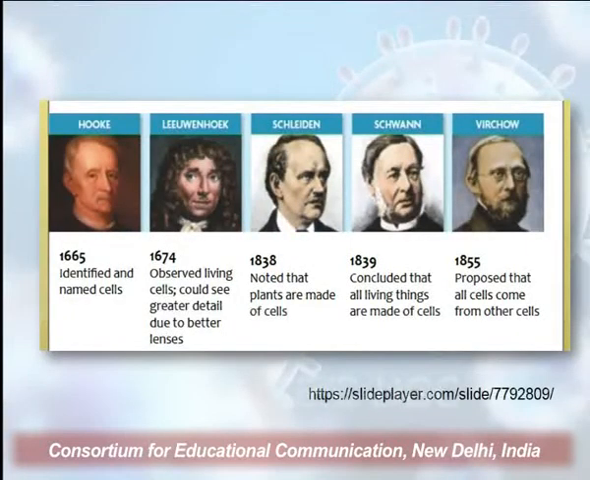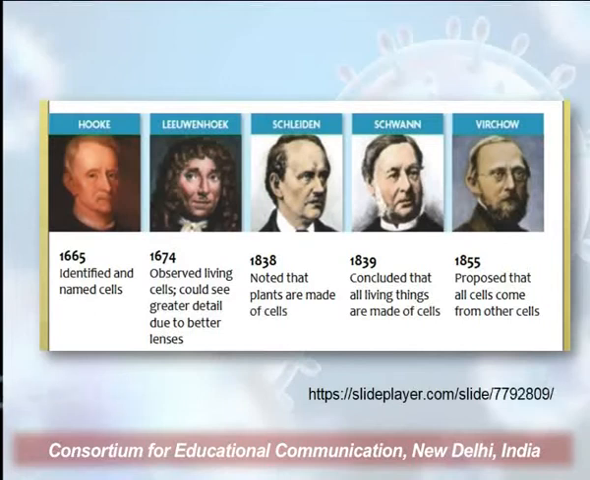Now if we trace back the history of the cell and how these were first discovered and identified: in 1665 Hooke was the first one to identify and name the cell. Subsequently Leeuwenhoek in 1674 observed living cells and could see greater details due to better lenses in his microscopes. Then Schleiden and Schwann came up with a theory called the cell theory. They noted that plants are made up of cells, and subsequently concluded that all living things are made up of cells.